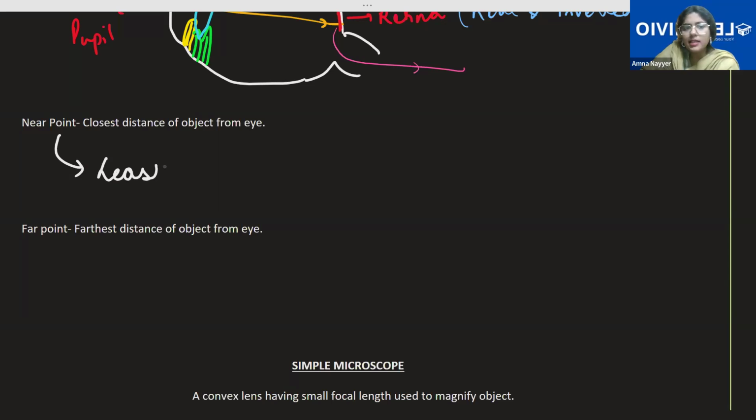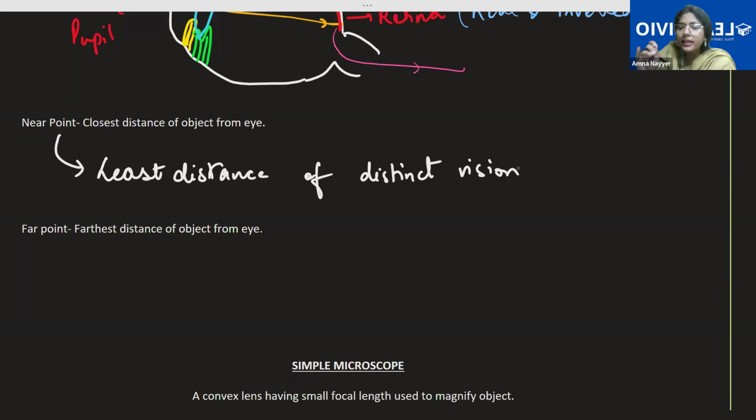This is known as least distance of distinct vision. Okay, least distance of distinct vision means least distance means minimum distance. Distinct vision means clear distance. So minimum distance where you are able to see the object clearly is least distance of distinct vision.